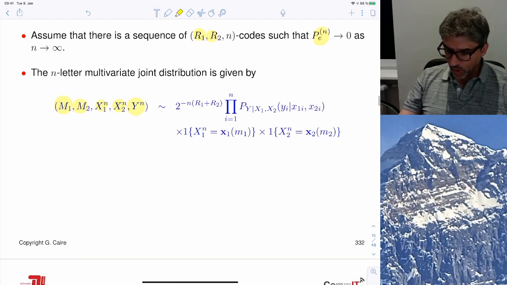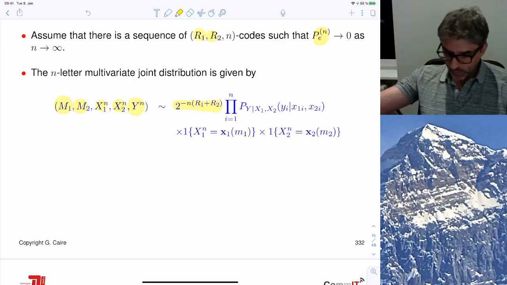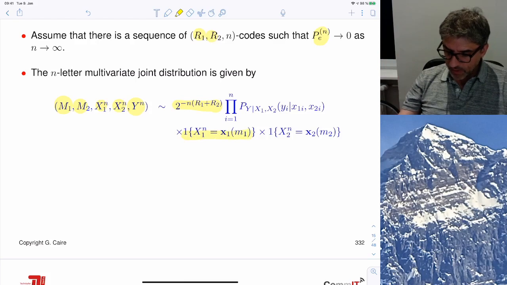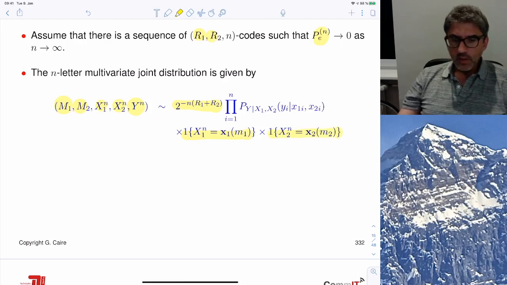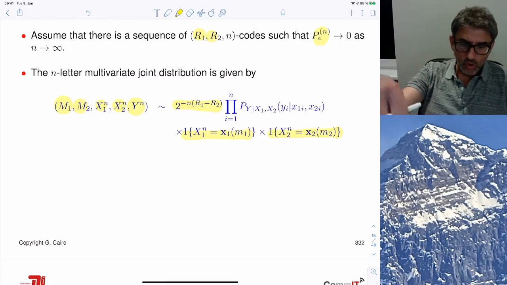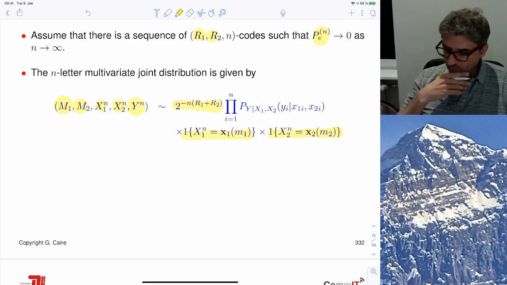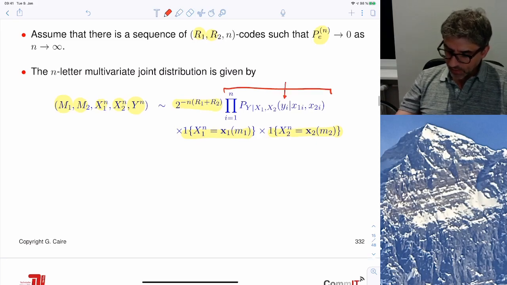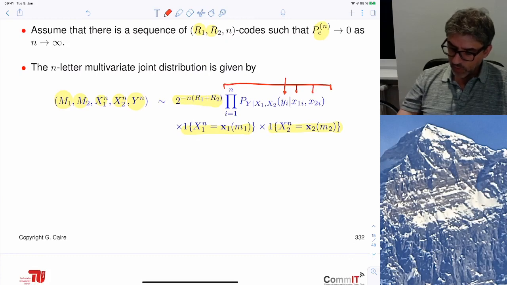This joint probability distribution is, first of all, the probability distribution of M1, M2, which is uniform, so it's 1 over the size of the Cartesian product of M1, M2. Then we have simply an indicator function that says X1 is the code word corresponding to message M1, and X2 is the code word corresponding to message M2. So this is just a trivial probability mass function that puts mass 1 at the code word corresponding to the transmitted message and 0 everywhere else. And then we have the channel, which is memoryless, so Y given X1, X2 is distributed according to this product distribution, where here we have the ith letter of the output and here the corresponding two inputs. Okay, so that's the joint probability distribution over the n-letter problem.